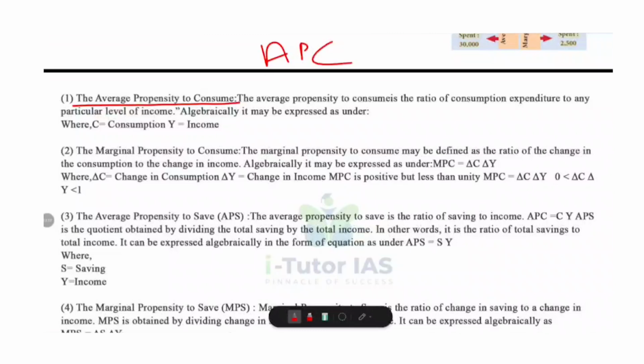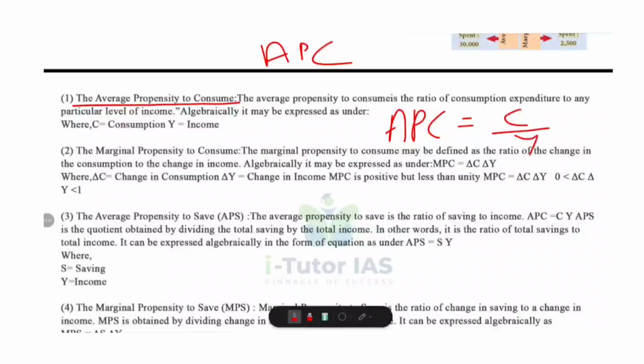What does this mean? The APC shows the ratio of total consumption to total income. It tells us what portion of income is spent on consumption. So what is its formula? APC is equal to consumption by income, C by Y.